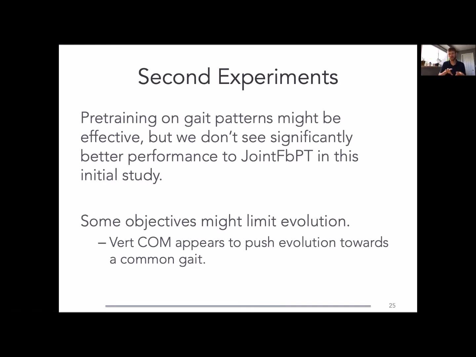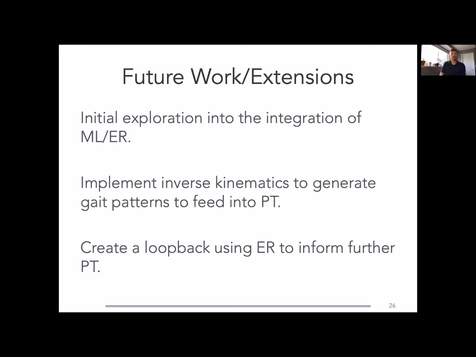We do see that some objectives might limit evolution. The vertical center of mass might be an issue. So going forward, maybe we look at removing that objective. So again, this was an initial exploration into integrating machine learning and evolutionary robotics. Going forward, we actually want to look at using inverse kinematics to generate gait patterns to feed into pre-training, maybe making that pre-training a little bit less random. And then we could ultimately use a loop back using the evolutionary results to inform further pre-training and go in a circular sequence there.